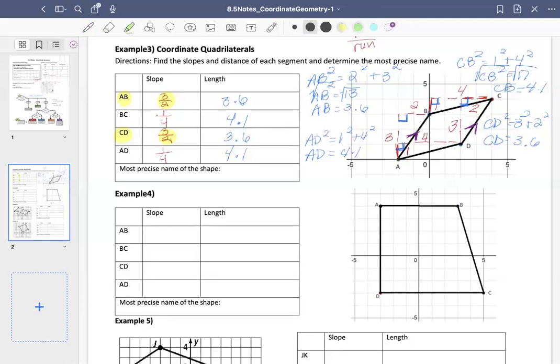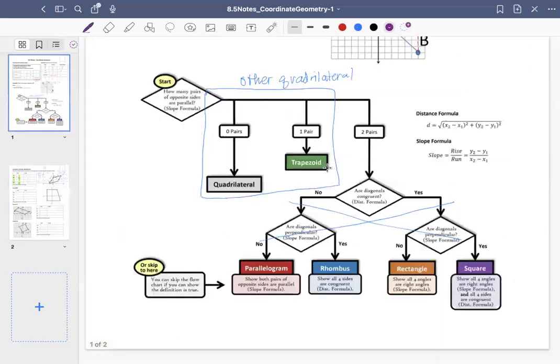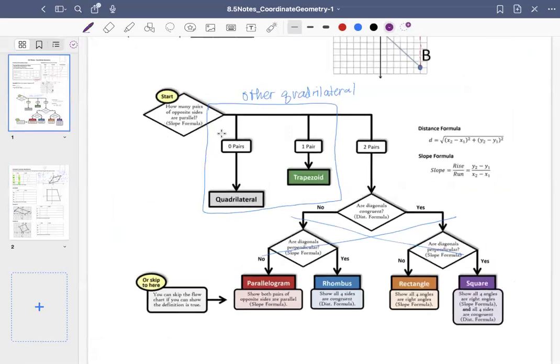All right, let's see if there are any more. I see 1/4 and 1/4. That refers to my BC and my AD side. Let's go ahead and draw that in and make sure that they're opposite, and they are in fact opposite. So I have 2 pairs of opposite parallel sides. So if I have 2 pairs of opposite parallel sides, I'm going all the way over to this last branch, and I'm jumping down to its bottom row. So I'm trying to decipher if I have a parallelogram, rhombus, rectangle, or square.